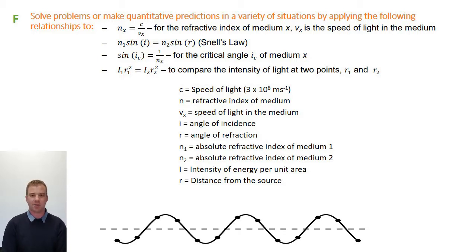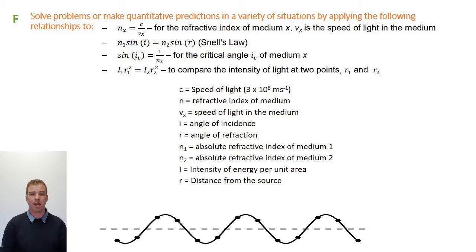Let's have a look at the variables that are given, as you can see on the screen now. So you've got c, which is the speed of light, n is the refractive index of the medium, or nx, vx is just the speed of light in that medium, i and r are the angle of incidence and refraction, n1 and n2 are the absolute refractive indices, and I, which is given to you in the intensity of light equation, is the intensity of energy per area unit, and r is the distance from that source.